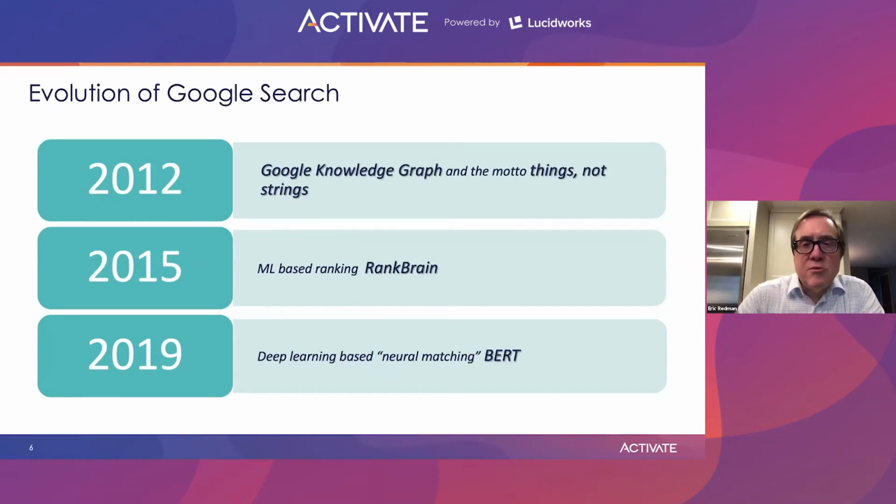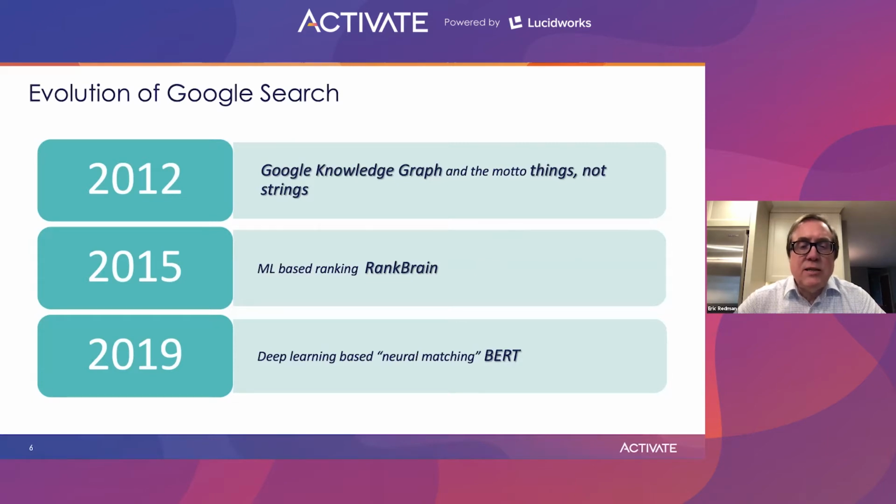Now, Google was also rapidly evolving the approaches and models they used, and the way they thought about search. In 2012, the Google Knowledge Graph came out, and they started using this model: things, not strings. I thought that was a clever way to get to the essence of what they were trying to do. In 2015, Google announced RankBrain, a machine learning approach to do a better job of ranking pages in search results.